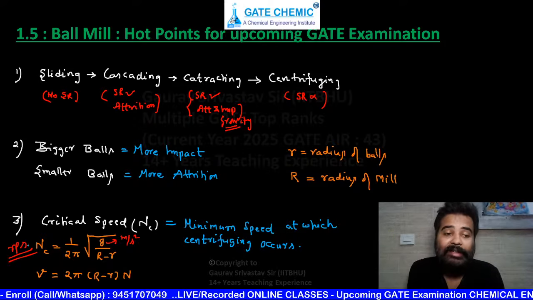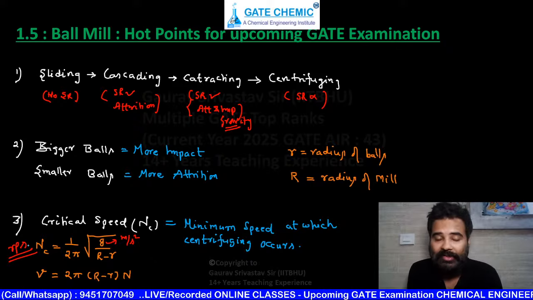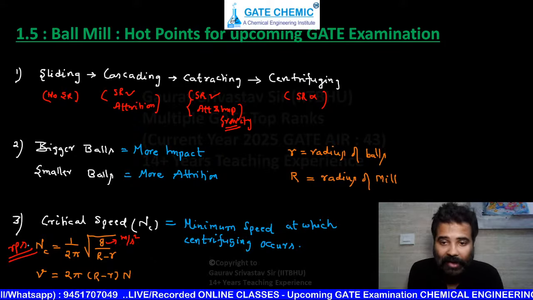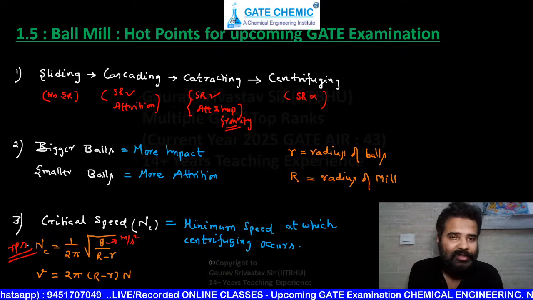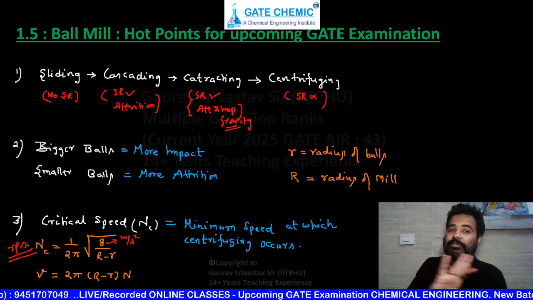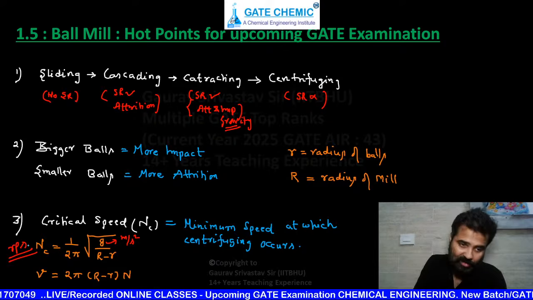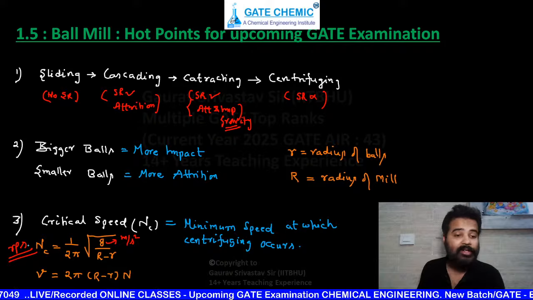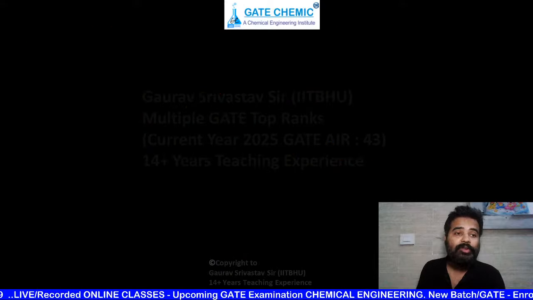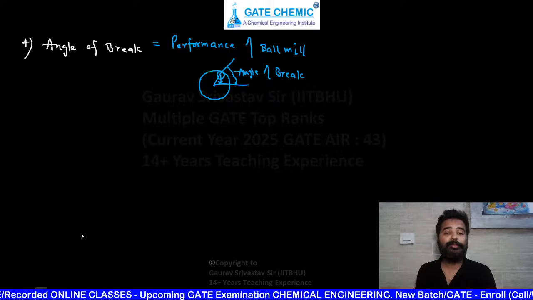So NC is critical speed. Whenever you calculate, it is 1 by 2 pi root over g upon (R minus r). G is gravitational acceleration, capital R is radius of ball mill, small r is radius of balls. Here no product size is present. Nothing is present like product in these derivations. Okay, is it clear, beta? Can we proceed, my dear students? Everyone just confirm, beta.